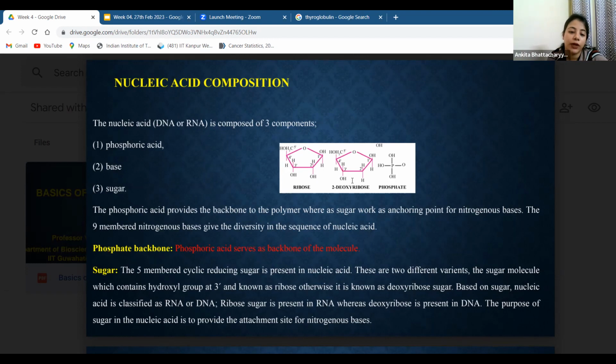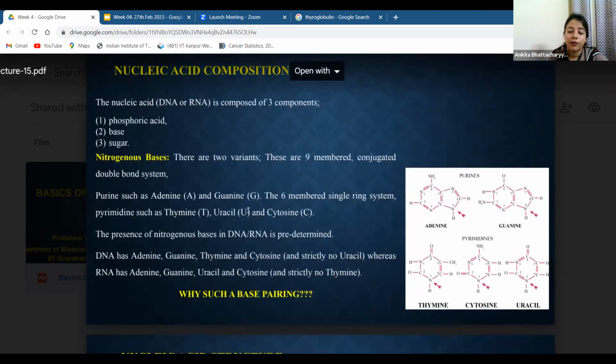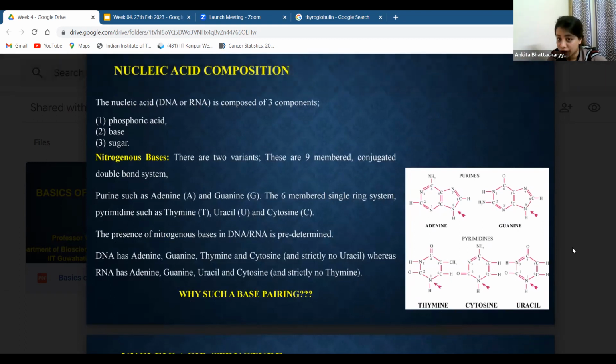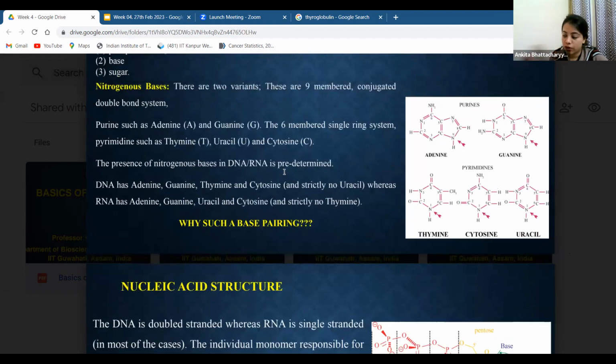So the phosphate backbone, like we said, the phosphoric acid forms the backbone. Then the sugars which are present, we have ribose and deoxyribose sugar. Then the nitrogenous bases, which are adenine, guanine, thymine, cytosine, and uracil in the case of RNA. Those are also present here. But what is one of the more important factors that need to be considered is between these two strands.